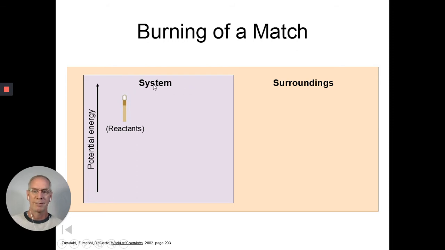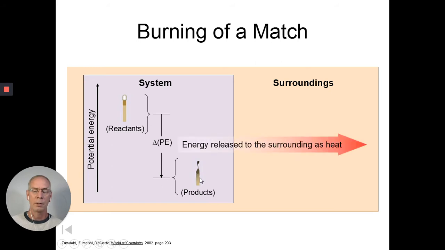I want to use the term system and surroundings. So the system is whatever I'm studying. The surroundings is everything else. So in my system, I have a single unlit match, and it has a certain amount of stored or potential energy. And once I light that match, that's what we're going to do. As that match lights, it loses potential energy. And at the end, when it goes out, it has less stored energy.